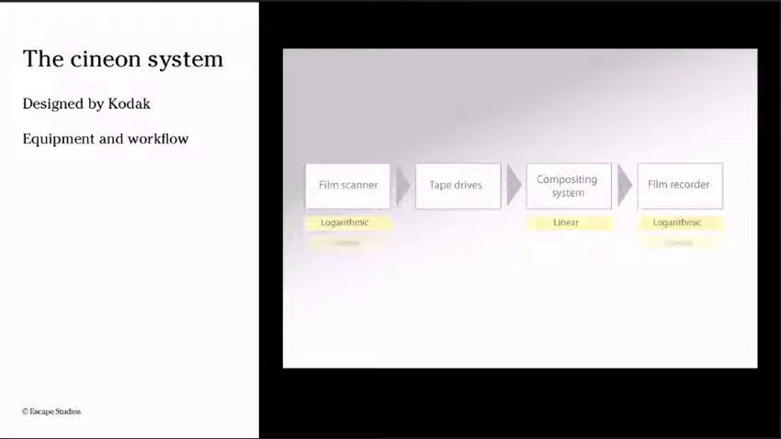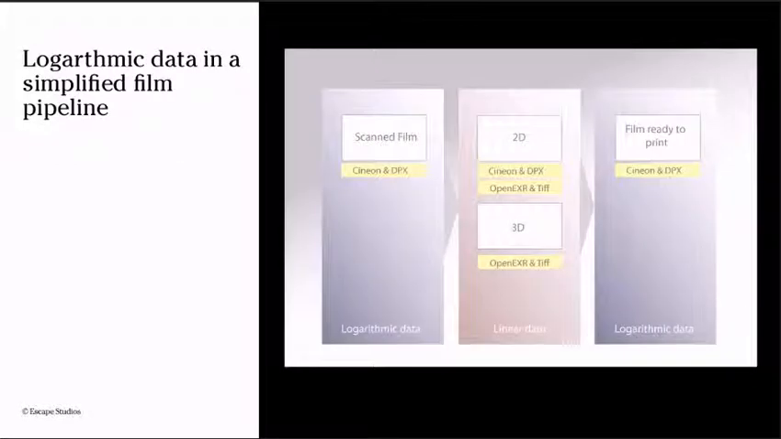The scanned data was stored in the Cineon file format with a .cin extension, 10 bits per channel, and logarithmic color encoding. This logarithmic color encoding allowed it to accurately record the density of the dye on the film negative. The Cineon file format has been largely replaced by the DPX, which still uses the same logarithmic encoding. In this diagram of a simplified film workflow, we can see the use of this data at the start and the end of the pipeline.